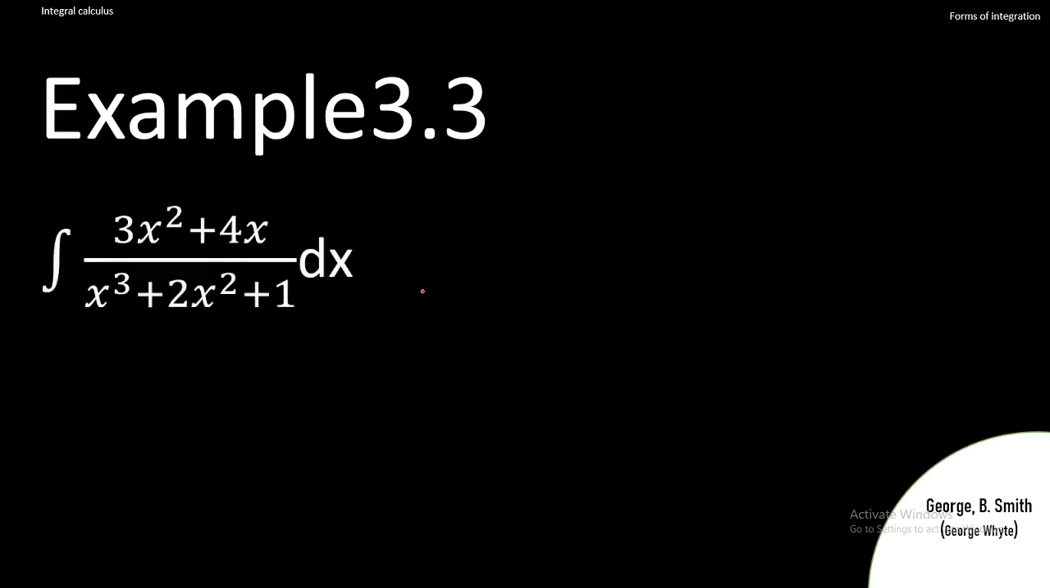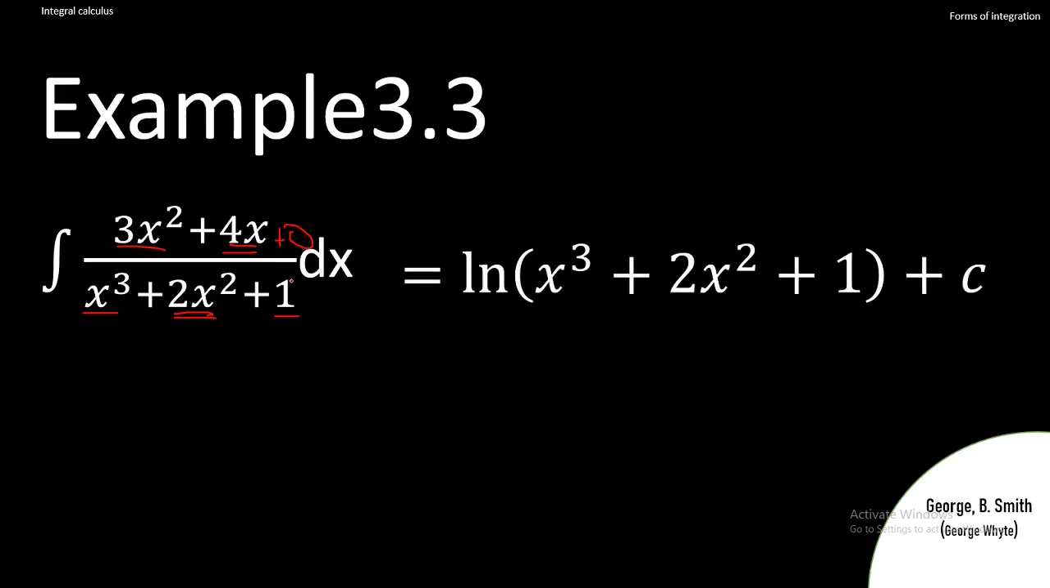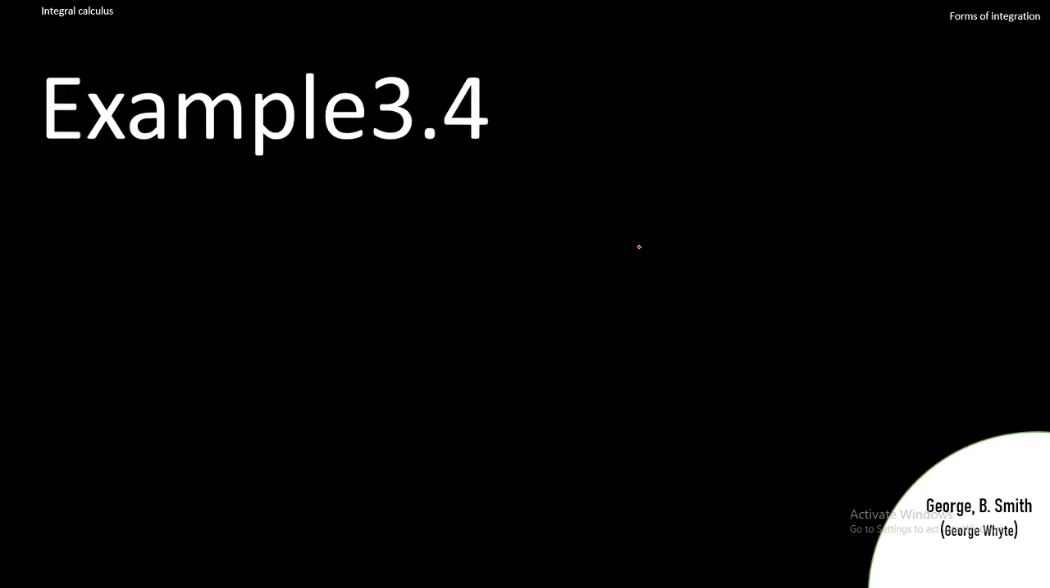This is the same thing. If I differentiate x cubed, I'm going to get 3x squared. Differentiate 3x and 2x squared, I'm going to get 4x as my result. But when you differentiate 1, your result is a 0. And since your result is a 0, you can do without putting the plus 0. So our result finally becomes ln of the denominator, then plus c as usual. Simple enough, right? Okay, let's see one more example in this video.